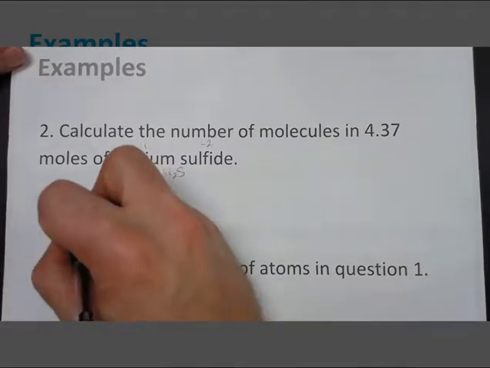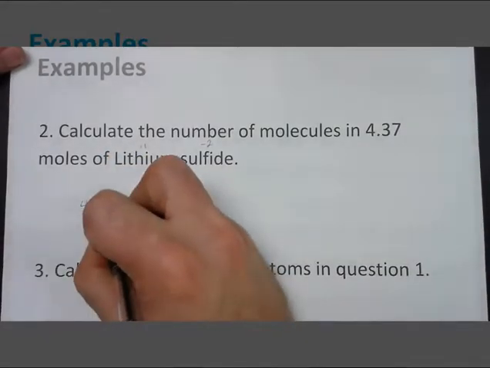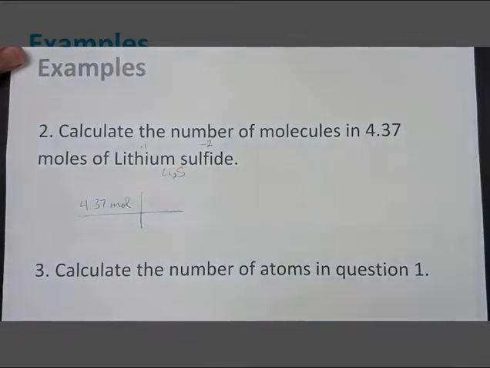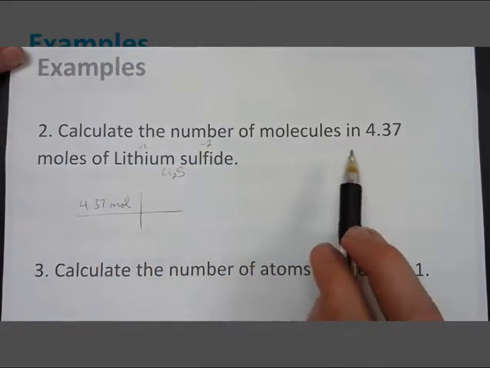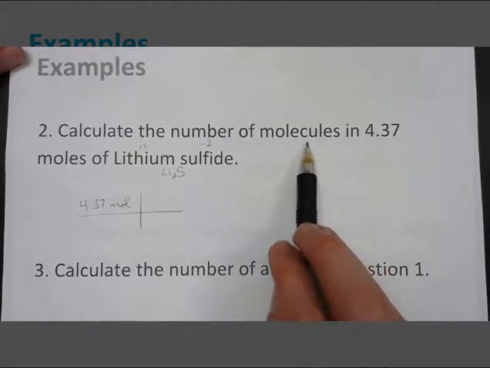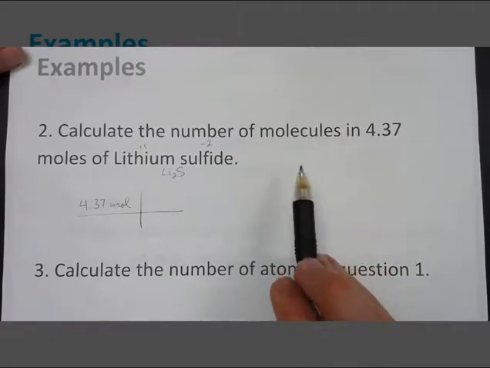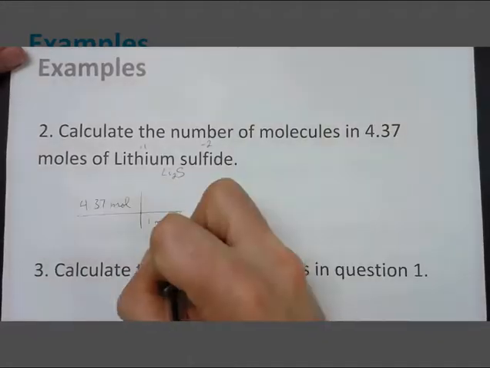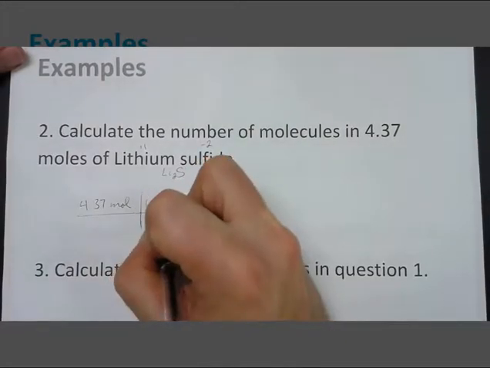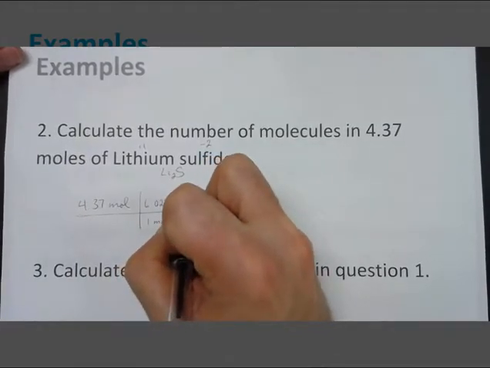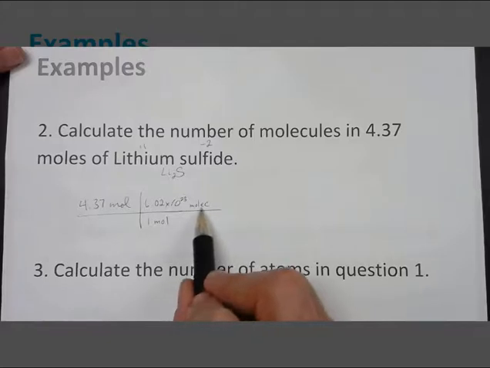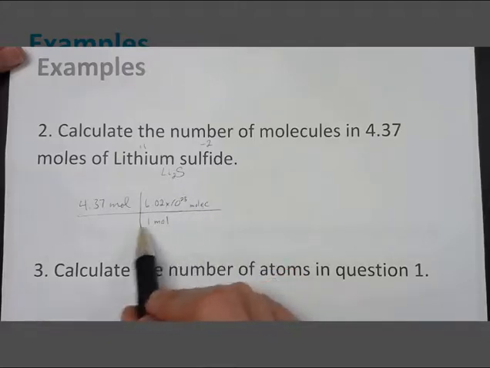Now let's start with what we're given, 4.37 moles of lithium sulfide. And we need to go from moles to molecules. Look back at your molar map that I showed you earlier. That's going to be the 6.02 times 10 to the 23rd number. 1 mole has to be on the bottom, 6.02 times 10 to the 23rd on top, because we need the moles to cancel. And that's it. That gives us the unit that we need, and so just one step, right?